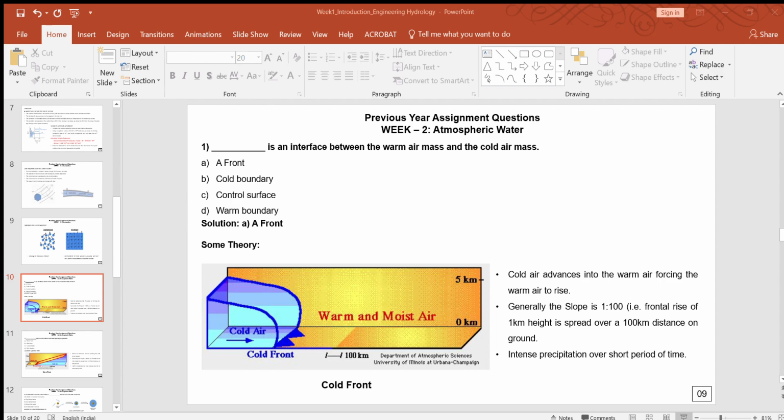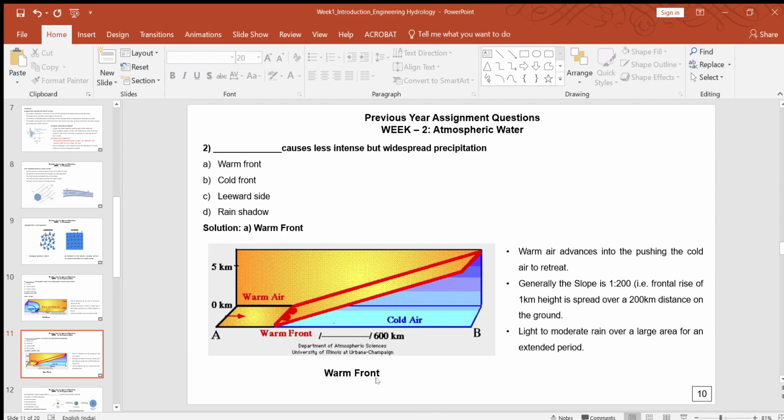So if you see this question, dash causes less intense but widespread precipitation. So previously we saw the cold front, but here it is the less intense rainfall and widespread precipitation, which is produced by the warm front. So again, I'll play one more video for this warm front, so you'll understand what is happening.